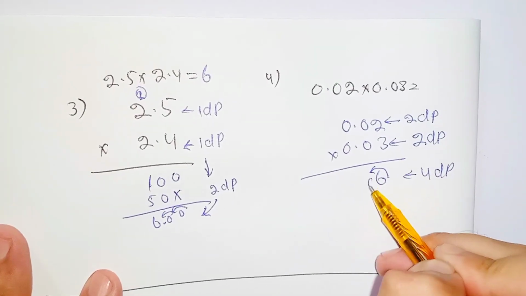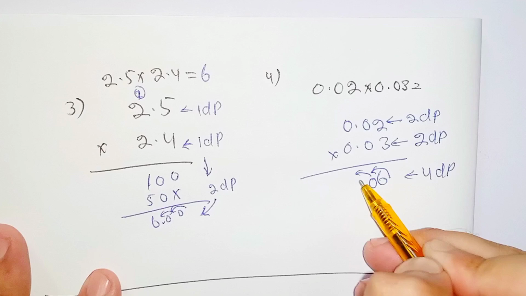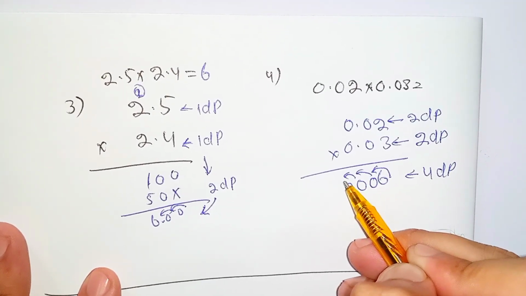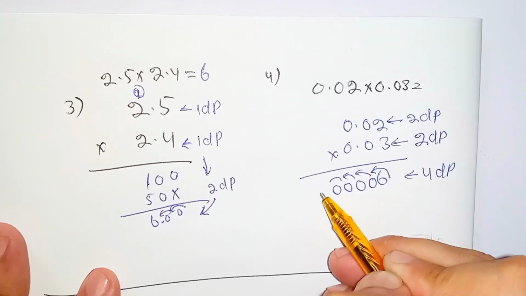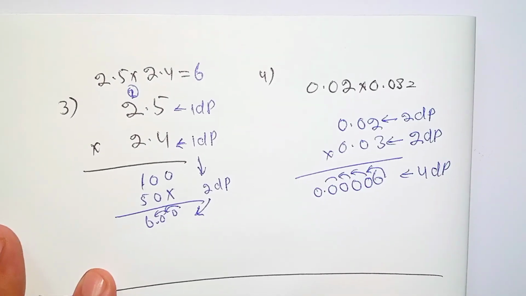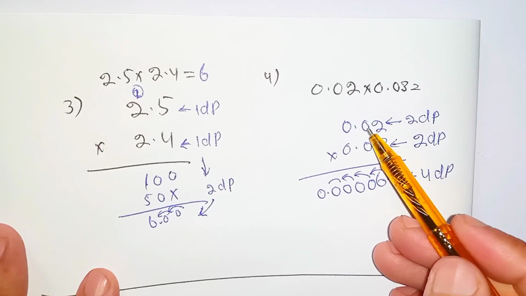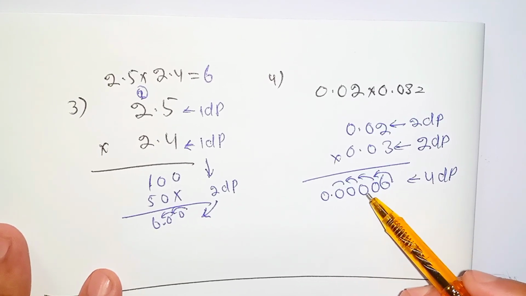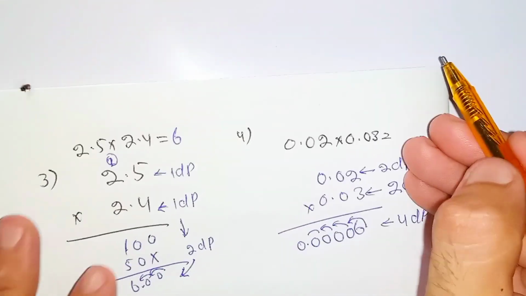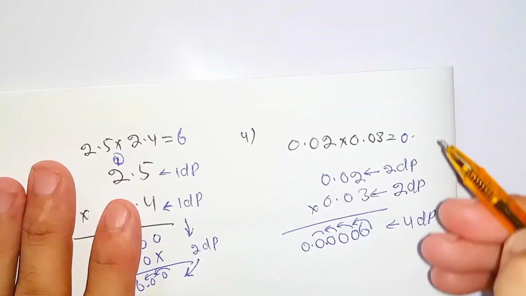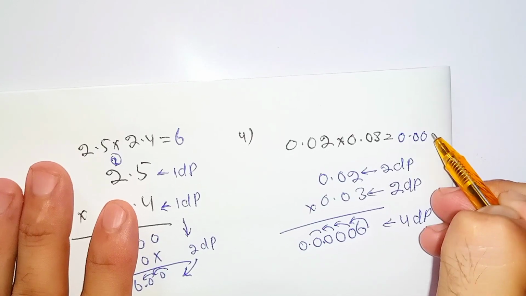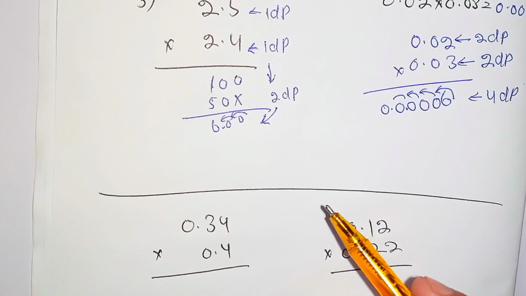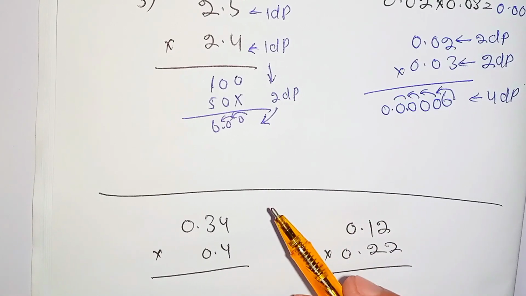So this is the first place, write 0, this is the second place, write 0, this is the third place, write 0, and this is the fourth place, write 0, and put the decimal point. So when we multiply 0.02 by 0.03, the answer should be 0.0006. So we can say that it should be 0.0006.